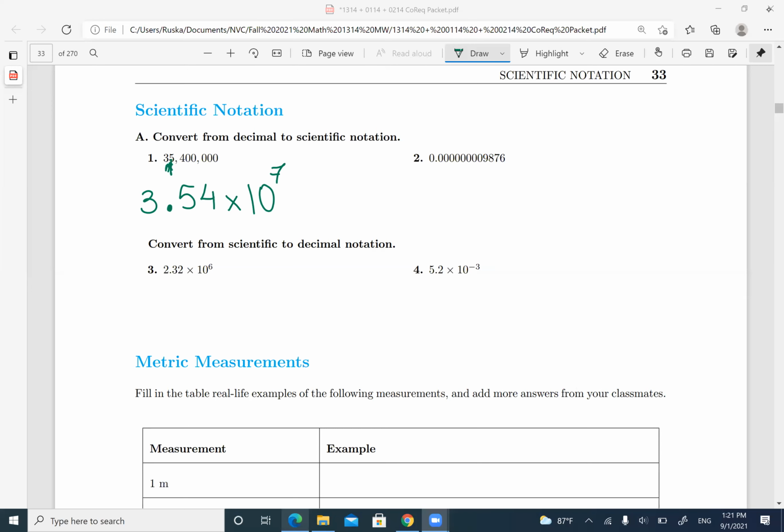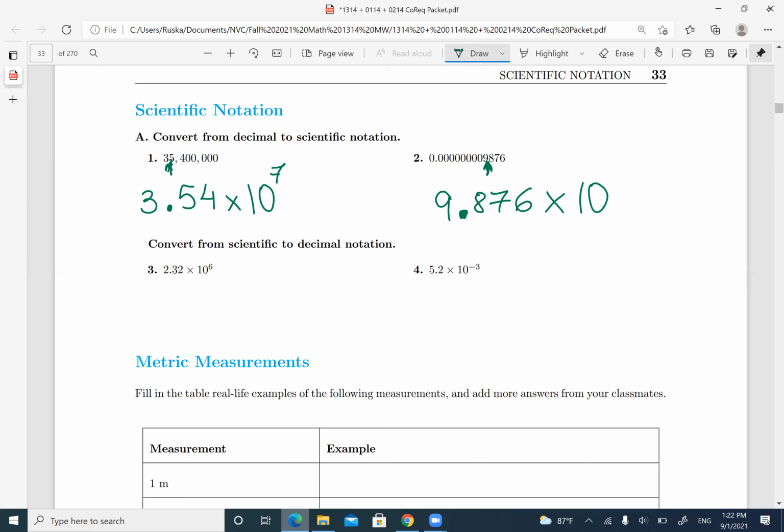Now let's look at number 2. Again, where you're going to put the decimal is after 9 point, right? Because the number has to be smaller than 10. And 9 point something is smaller than 10. So we're going to have 9 point, you're going to keep everything, 876 times 10. Now, positive or negative exponent?